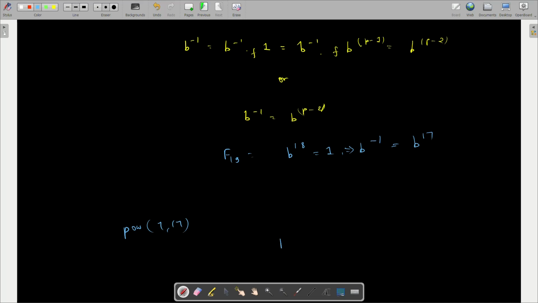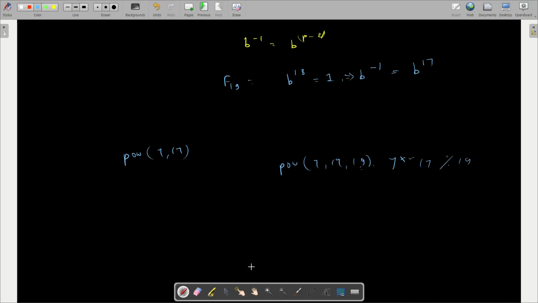So it will be like pow(7, 17, 19). This will give us the same result as 7 to the power 17 and then taking the modulo with 19, but it does so faster because the modulo is done after each round of multiplication. That is why we use pow rather than multiplying all these out.